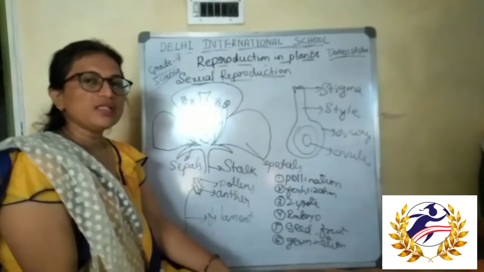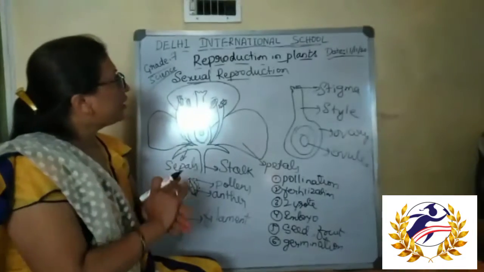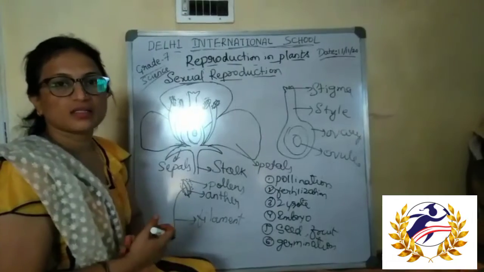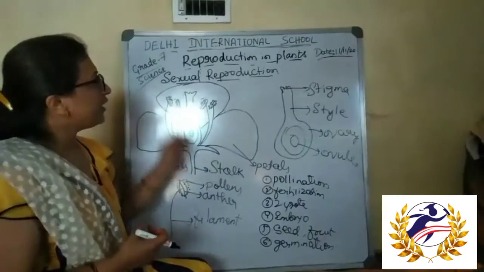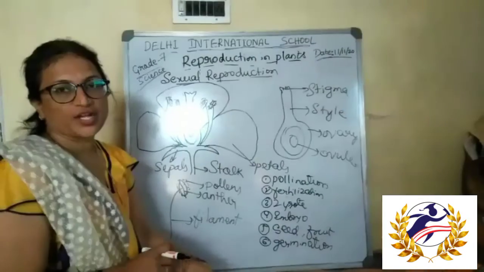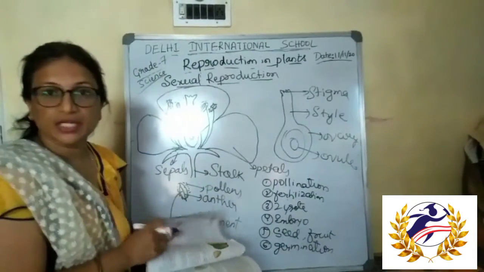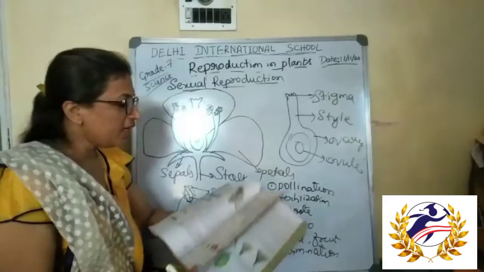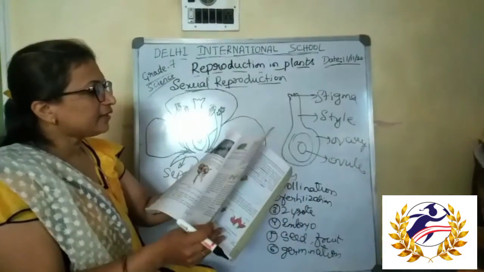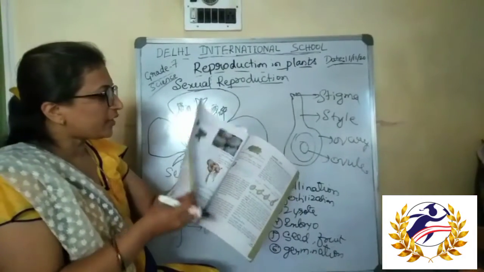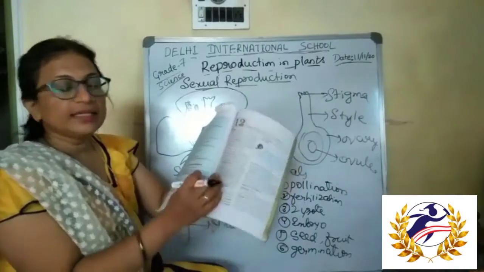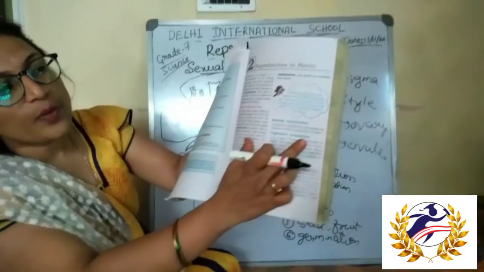Good morning, dear students. Today we will continue the chapter reproduction in plants. In the last class we studied asexual reproduction, how asexual reproduction takes place from the vegetative parts of the plant. These are the different ways of asexual reproduction we have discussed, that is vegetative propagation.